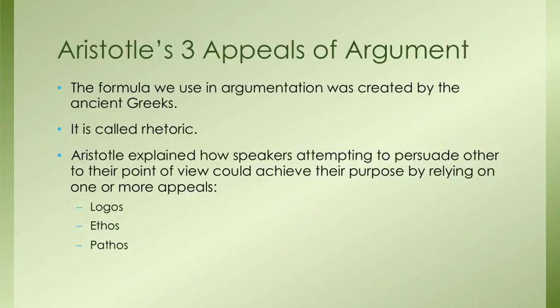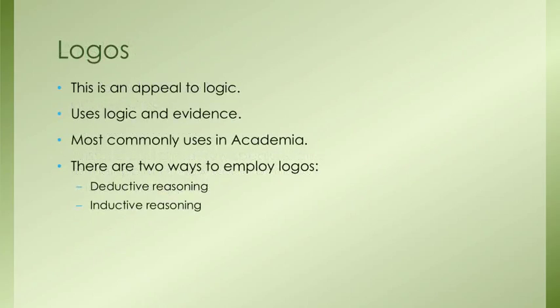So when you register for English 1301, composition and rhetoric, rhetoric is the art of arguing. Aristotle explained how speakers attempting to persuade others to their point of view could achieve their purpose by relying on one or more appeals. And these appeals are logos, ethos, and pathos. Logos is appeal to logic. If you just look at the root of the words, log and logos, it tells you that logic is in logos. So logos uses logic and evidence.